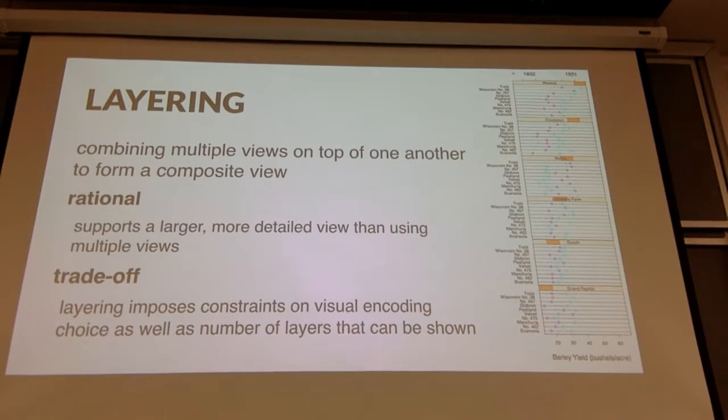Another approach, instead of partitioning, is layering. Layering is about combining multiple views on top of one another to form a composite view, like we saw earlier with this layered trellis plot where you have the two years colour coded on top of that. Of course, the rationale here is that this supports a larger, more detailed view than just using multiple views, but it also introduces constraints on the visual encoding that I can use, so the choice as well as the number of layers that can be shown.